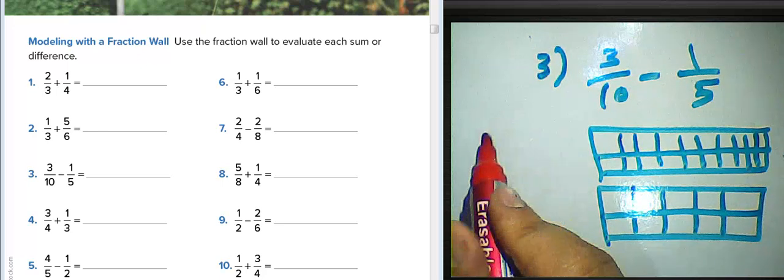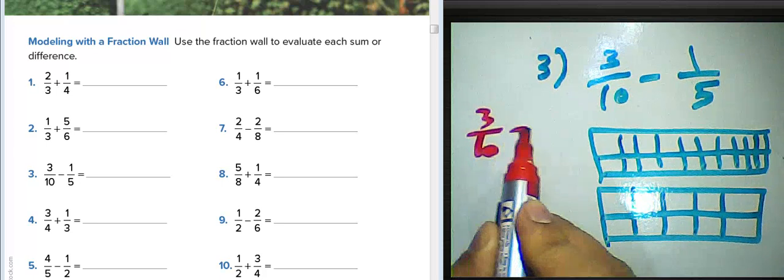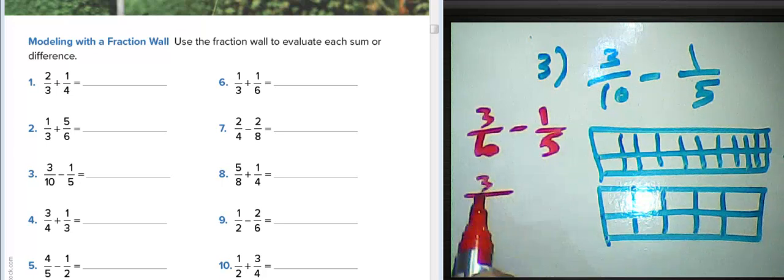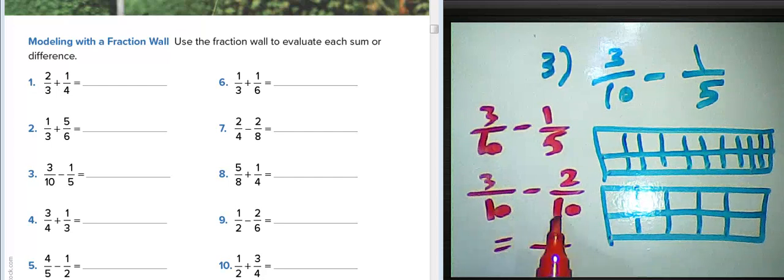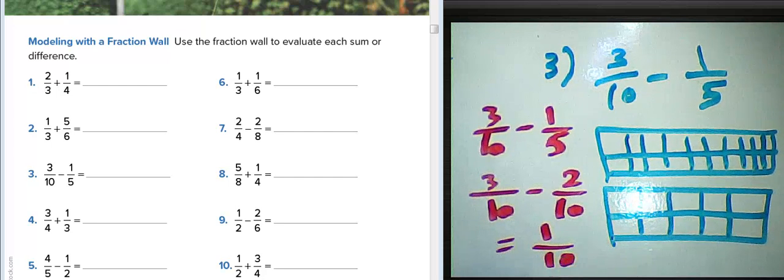So we must write here 3 over 10 subtract 1 over 5. Write 3 over 10 in here, and we must change 1 over 5 by multiplying by 2, so it will be 10. 2 times 1 equal 2. And then the difference between them, 3 minus 2 equal 1, and write 10 here.